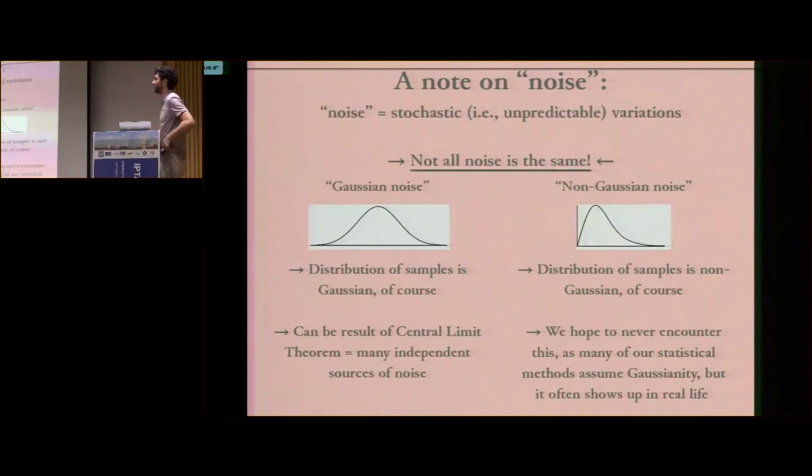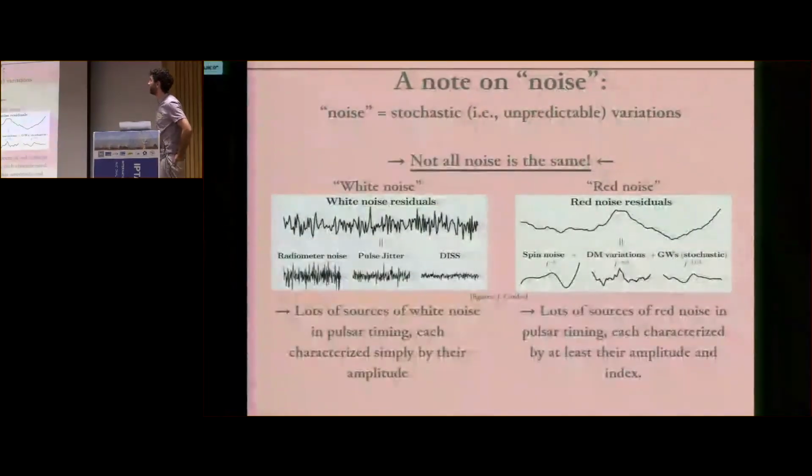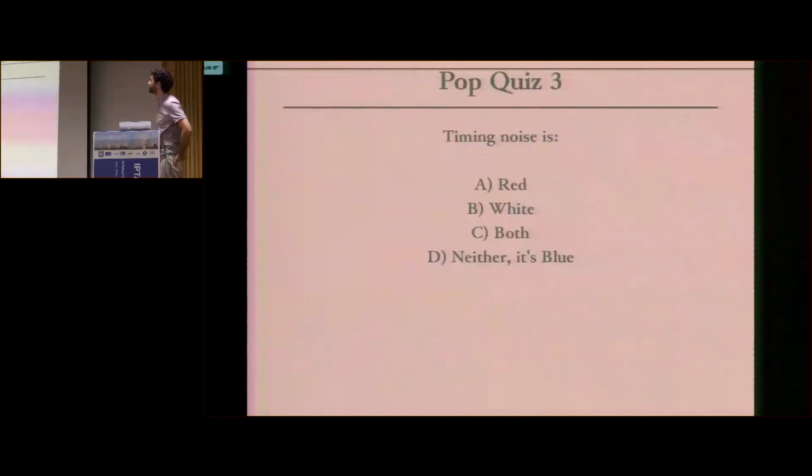Gaussian noise, non-Gaussian noise, distribution of the samples. White noise, red noise has something to do with how the samples are correlated, let's say as a function of time. Doesn't have to be that. Red noise is called red because it has lots of power at low frequencies. What that means is that each point is likely to be close to the next point. White noise, there is no such correlation. So a point here, the next point over could be anywhere. Okay, in context of pulsar timing, white noise may come from, like I said, the radiometer, pulse jitter, the interstellar medium. Red noise can arise from timing noise, DM variations, or the gravitational waves.